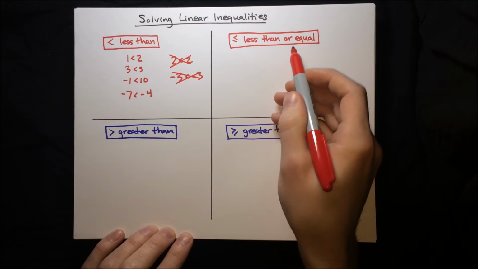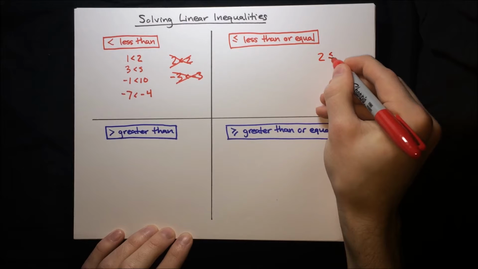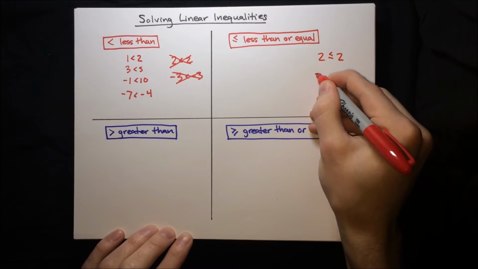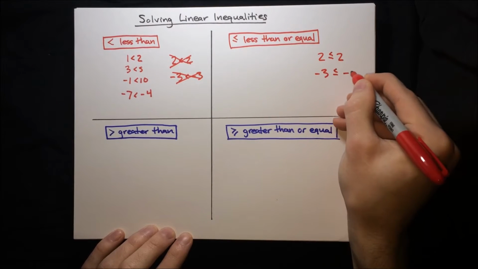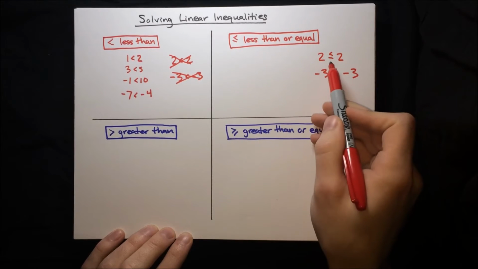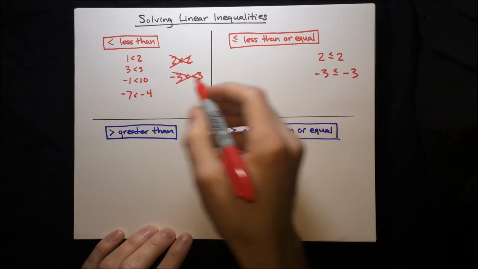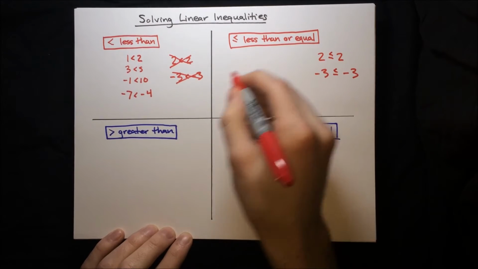With less than or equal, however, we allow 2 is less than or equal to 2, and -3 is less than or equal to -3. The reason we allow this is because of the "or equal" part, which is indicated by the line under the less than sign. And we've still got our original less than statements.